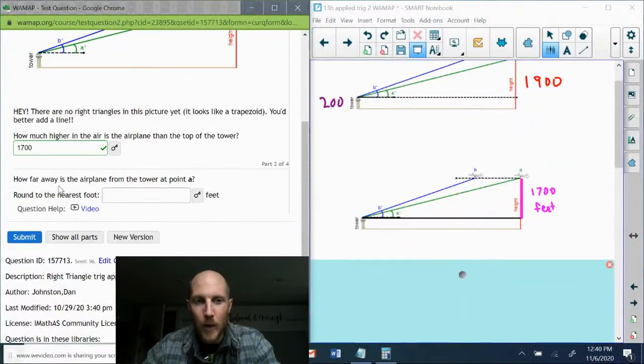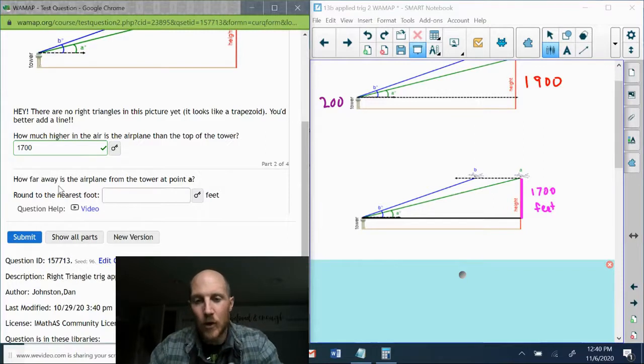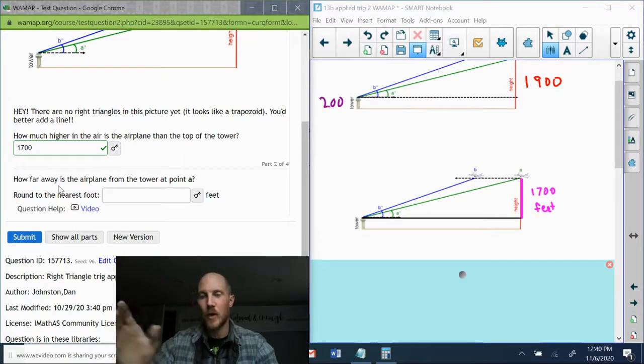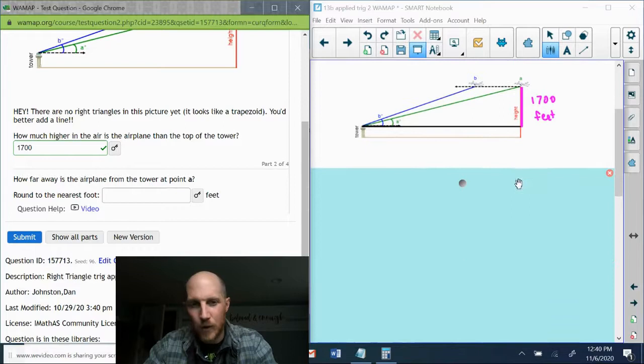How far away is the airplane from the tower at point A? Distance, we don't measure diagonally. I want to know how far I would have to walk across the ground from the tower to get to where the airplane is straight above me. Okay, that's the distance we're after. So I'm going to create two triangles. It's a double triangle problem. It doesn't look like one, it looks weird, but I'm going to create two triangles.